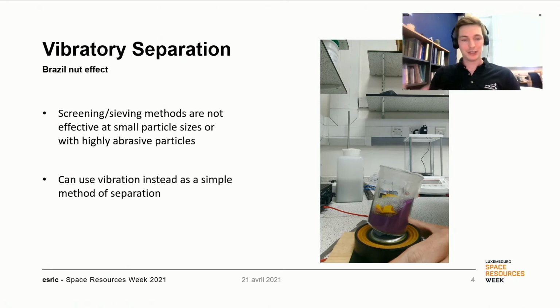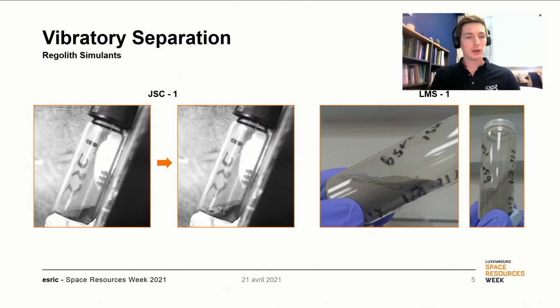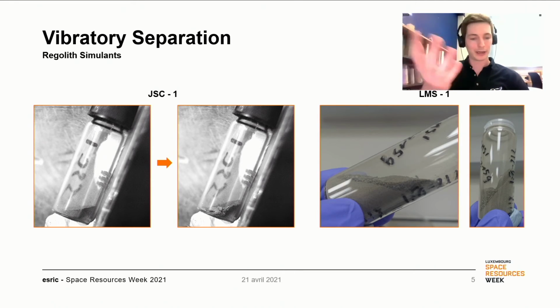We've actually done this now and repeated it using some regolith simulants. We had a look at JSC-1 and LMS-1. This graph on the left is a small amount of JSC-1, about a gram. We see the before and after picture, where the regolith is roughly homogeneous. And then on the right, we see that the larger, coarser particles have come up to settle on the top, so we get quite a good separation there.